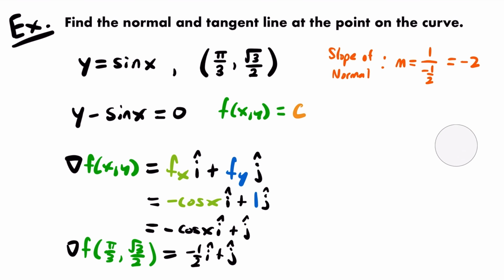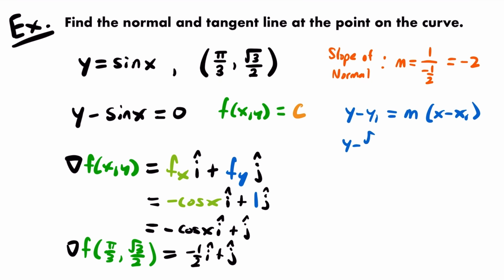Okay, so now that we have the slope of the normal vector, we can find the equation of the normal line by using that value of m and the coordinates of our point. All right, so remember, the point slope formula is y minus y1 is equal to the slope times x minus x1, and the y coordinate is the square root of 3 divided by 2, the x coordinate is pi divided by 3, and the slope is negative 2.